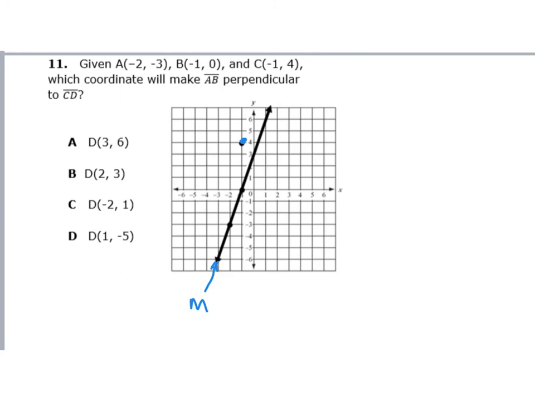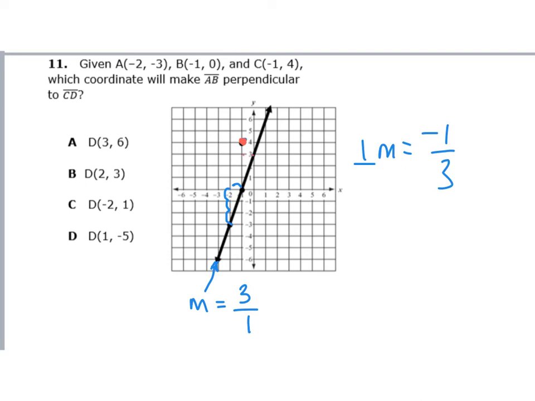If I count, I need to go up 1, 2, 3, over 1. So the slope is 3 over 1. That means my perpendicular slope is the opposite, so the negative reciprocal, 1 over 3. So starting from the point they gave me, I'm going to go down 1 and over 3.